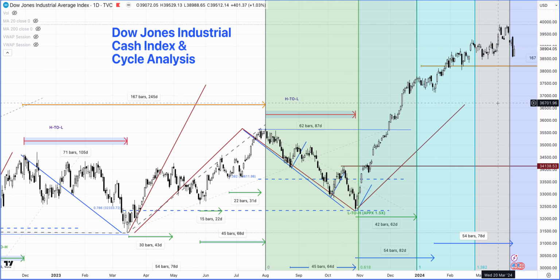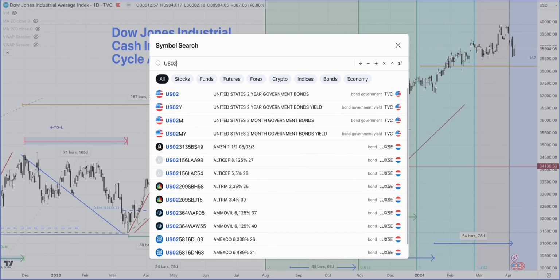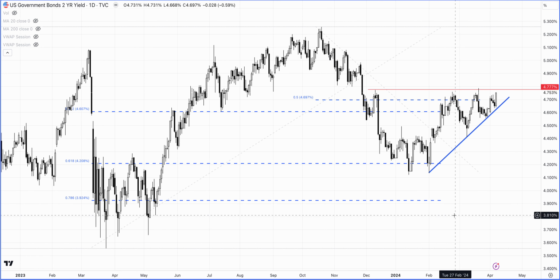We'll just begin by taking a look at the treasury yields. So we'll start with the 2-year. This is the 2-year chart for the government bonds.